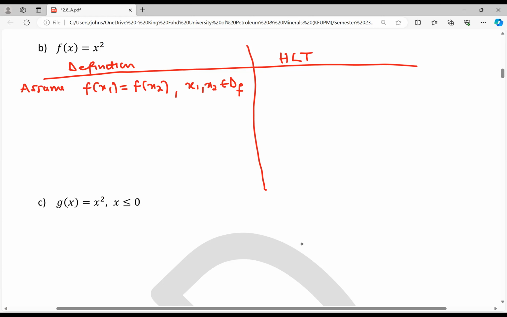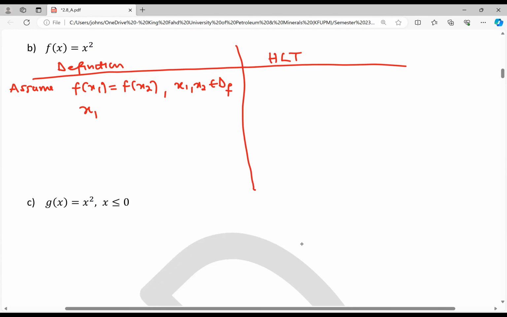Now, what is f of x1? This will give us x1 squared is equal to x2 squared. All right, so what can happen here? Here we have to take the roots, so this is going to be even roots. Now, you can see that x1 can be negative, it can be positive, because it's coming from the domain of f, and the domain of f is the whole R. So because of that, we will need an absolute value here, for x1 and also for x2.